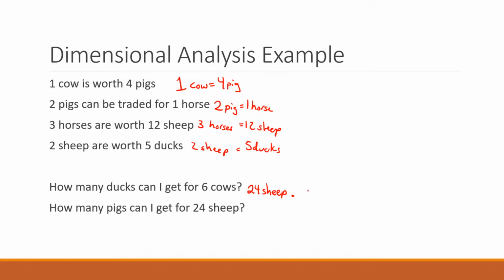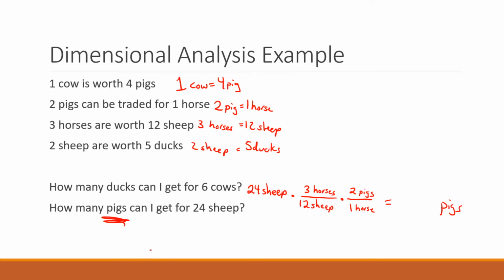I have sheep, so I want sheep on the bottom: 12 sheep over, or under, 3 horses. That gives me horses, but that doesn't give me pigs, so I need to do one more thing. I've got horses for pigs. I have horses, so horses goes on the bottom, and 2 pigs would go on top. And when I solve this out, it's going to give me pigs, which is what I'm trying to find.